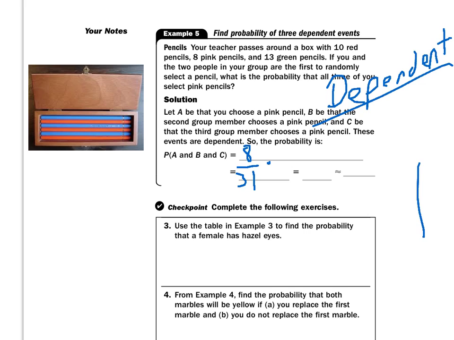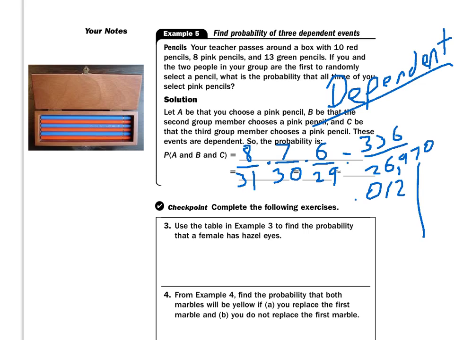But the guy next to you doesn't have 8 pink pencils in there. He only has 7 pink pencils, and there are only 30 pencils left. And the next guy, there are only 6 pink ones and 29 pencils total. So you see how those were dependent on each other. If I did all the math on that, I would get 336 on the top and 26,970 on the bottom, or 0.0125 would be the chance of that.